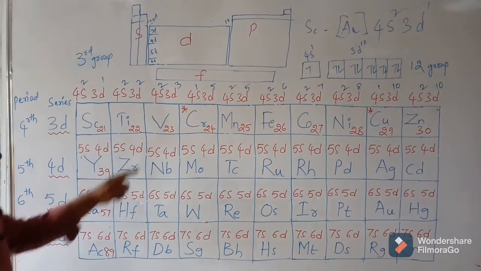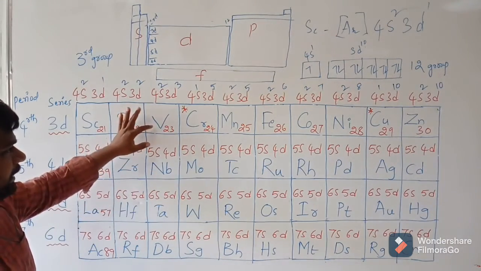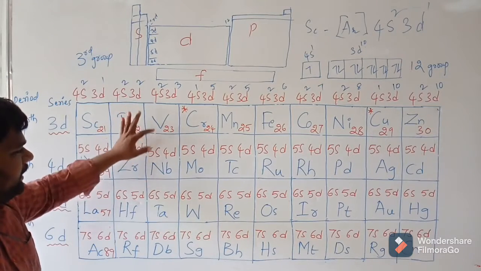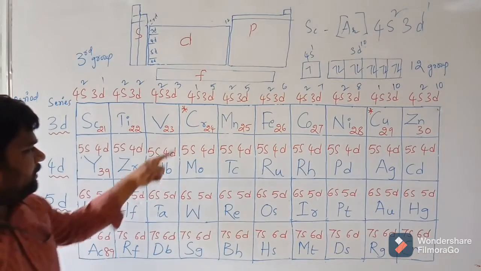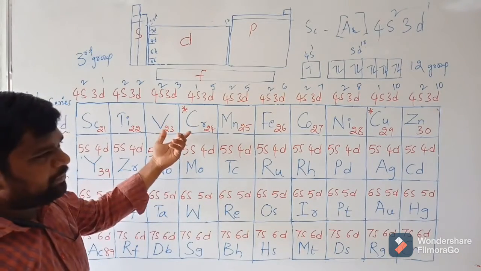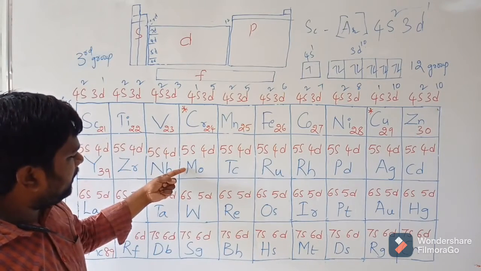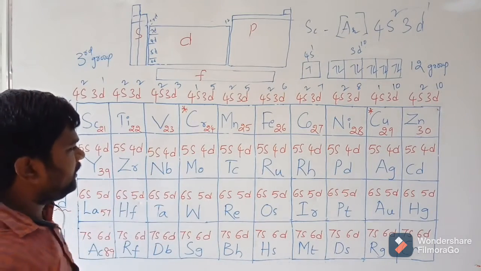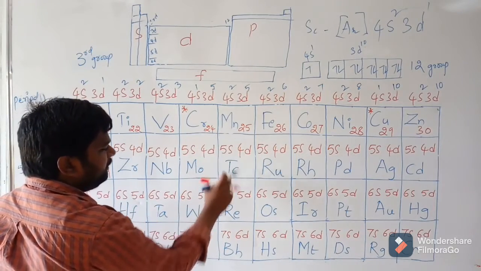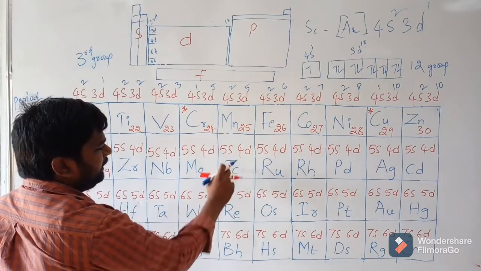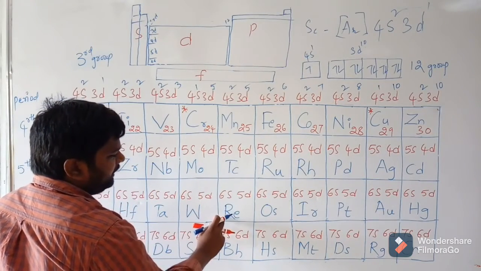Like that. And the next one is VNT, the same as ENT hospital, like VNT: V for vanadium, niobium, tantalum. Next one is CMW, like BMW. C for chromium, M for molybdenum, and W for tungsten. This is MTR, MTR masala shortcut. M for manganese, T for technetium, RE for rhenium.